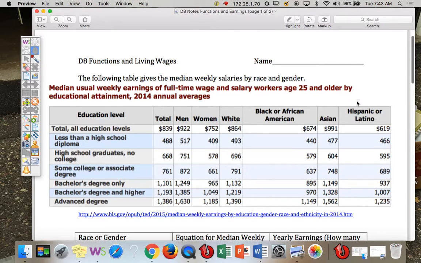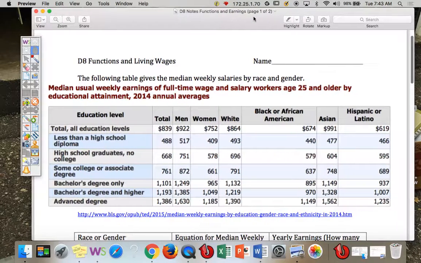Function notation today and also some review of the unit. So in our notes today, we're going to look at functions and living wages. We're going to look at a couple tables here, come up with some equations, and compare some numbers. The following table gives the median weekly salaries by race and gender.